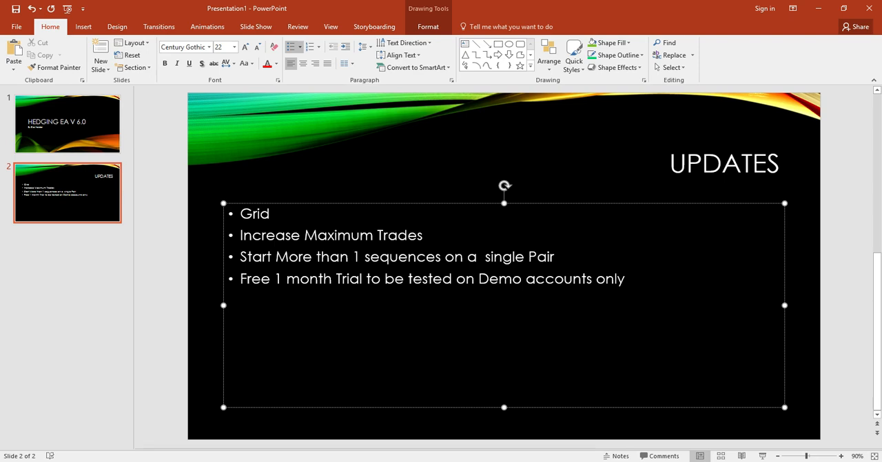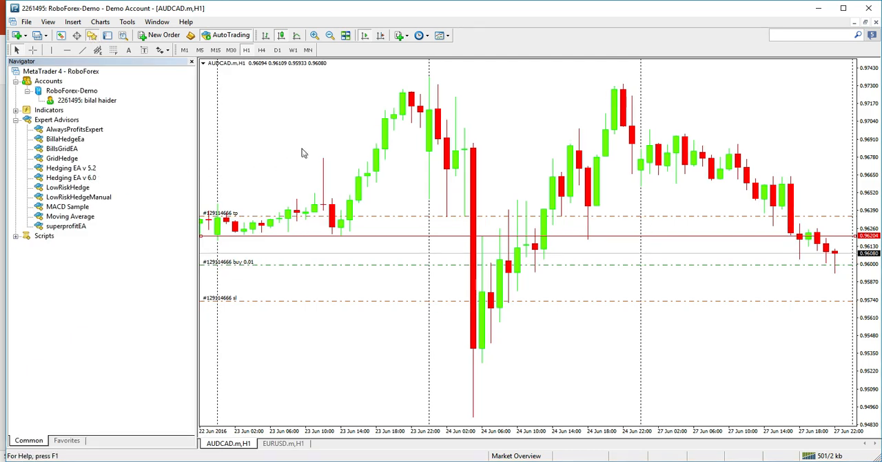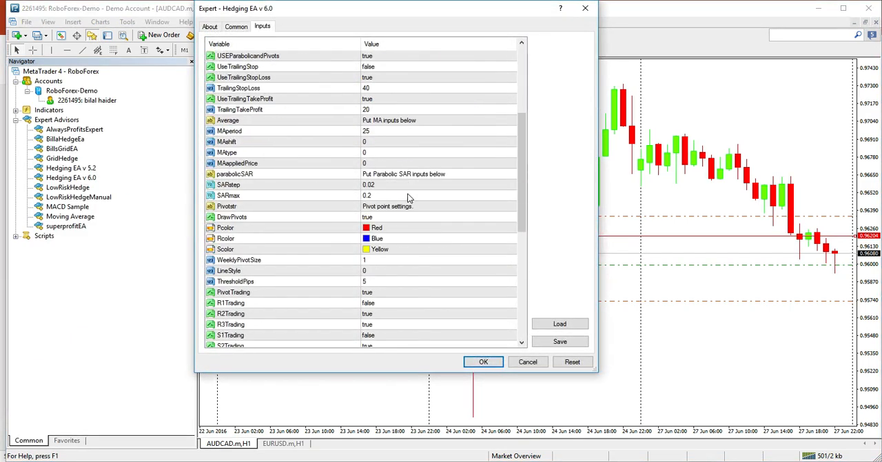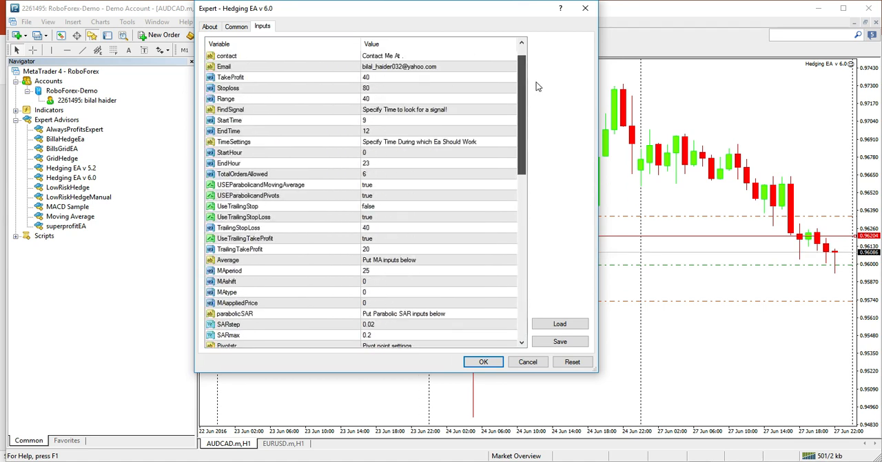But what you have to do in this upgrade is go and put your lot sizes by yourself, because I don't think I can put these big numbers after the 10th lot size. So you have to figure out these numbers by yourself and put them in, whatever you see fit.